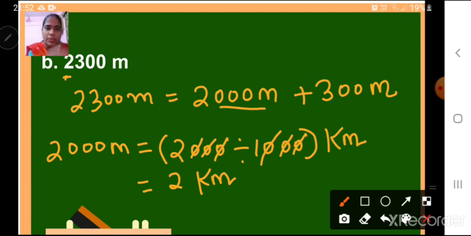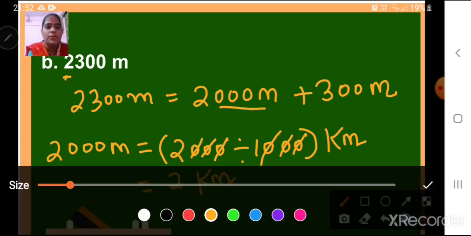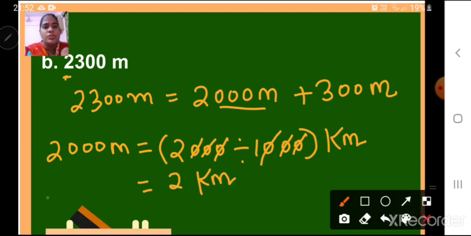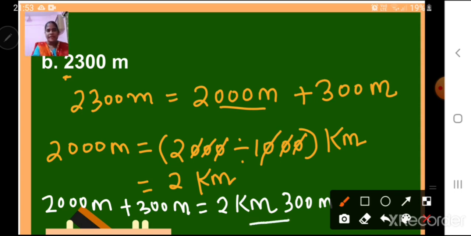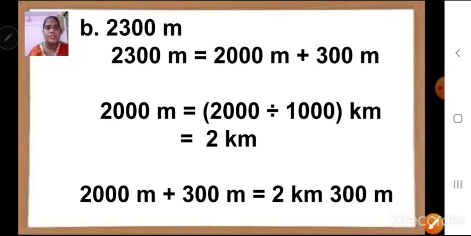Now this part we have converted. Finally, we will write the expanded form. 2000 meter plus 300 meter is equal to, what is 2000 meter? 2 kilometers. And 300 meter we are not going to touch. We will write that as it is. So this is our final answer: 2 kilometers and 300 meter. Children, note it down properly.